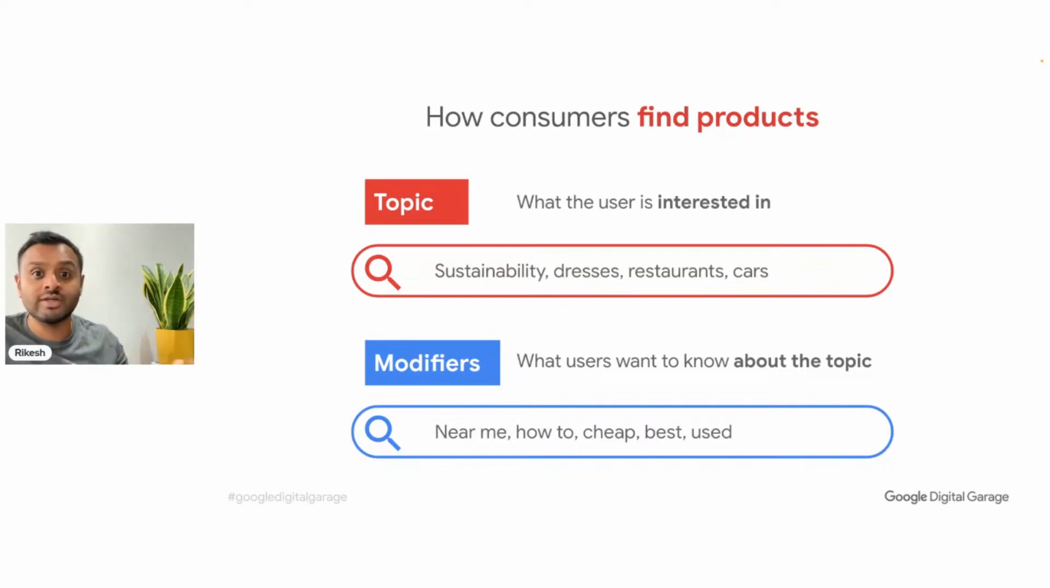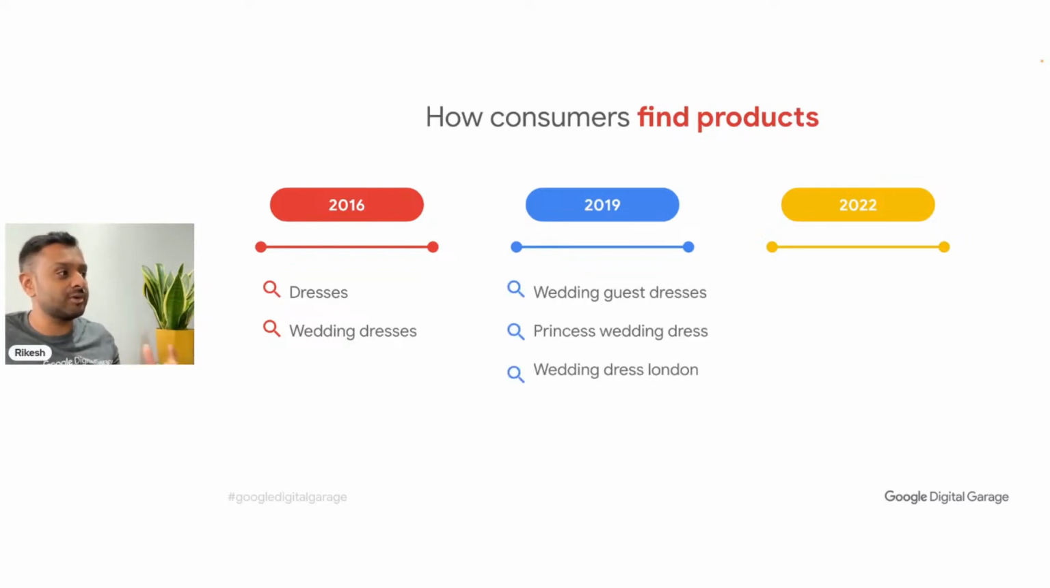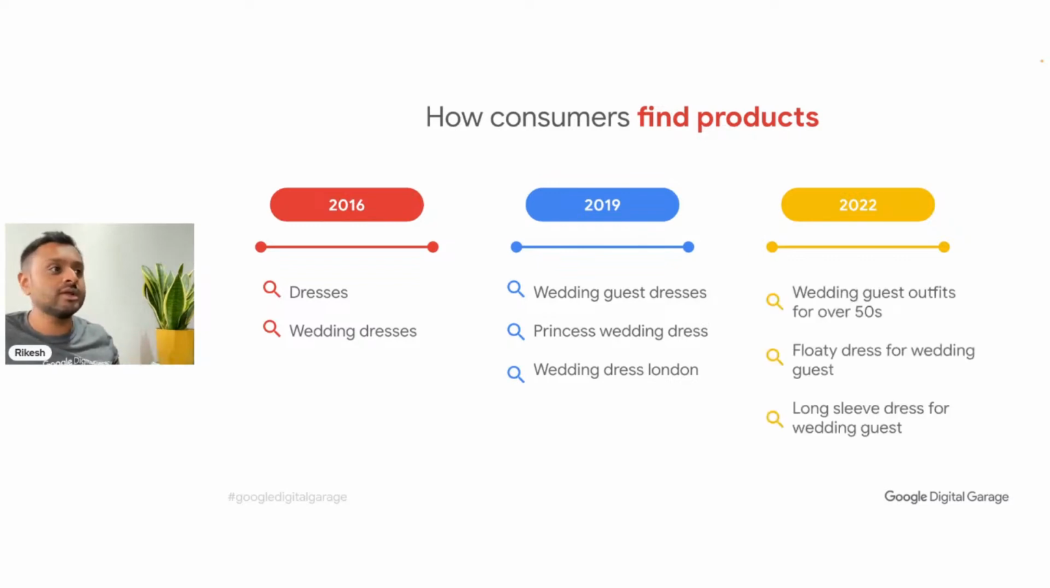with the words that people are typing in, which actually bring up these business profiles as well, because our search behaviors have changed over a period of time. So 2016 would be very generic, so the likes of dresses, whereas 2019 was a bit more specific, so wedding guest dresses or wedding dress London. And now, as of the last year, 2022, wedding guest outfits for over 50s, or floaty dress for wedding guests as well. So we can be more specific these days as well.